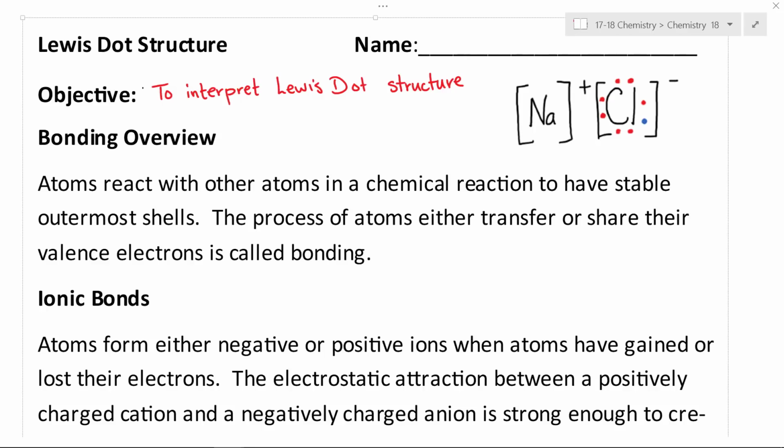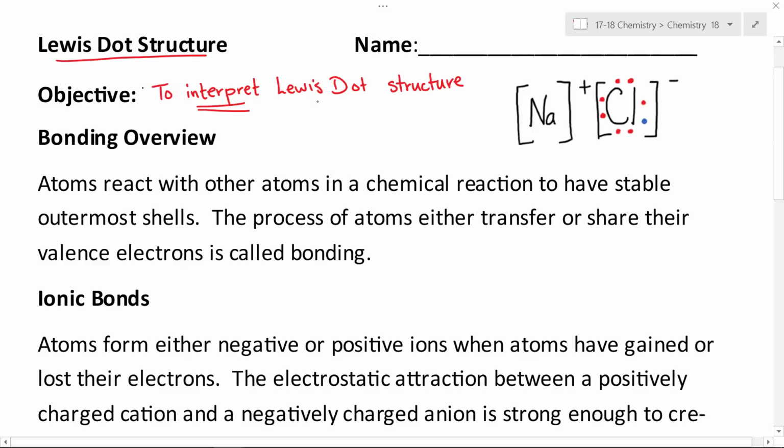Today we are going to look at another way that atoms can react with another atom to become stable. And again, to be stable means to have a complete outermost shell. In order to understand that process, we are going to learn about the Lewis dot structure. More importantly, we are going to learn how to interpret the Lewis dot structure.